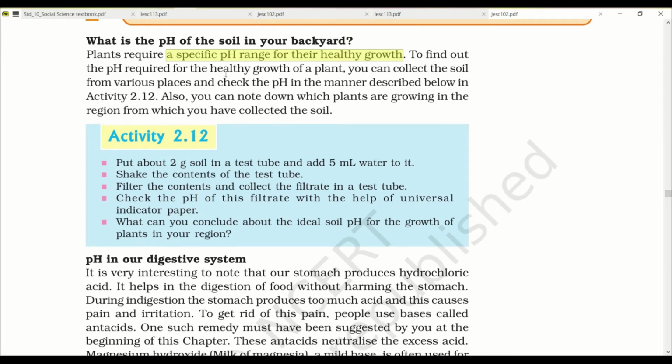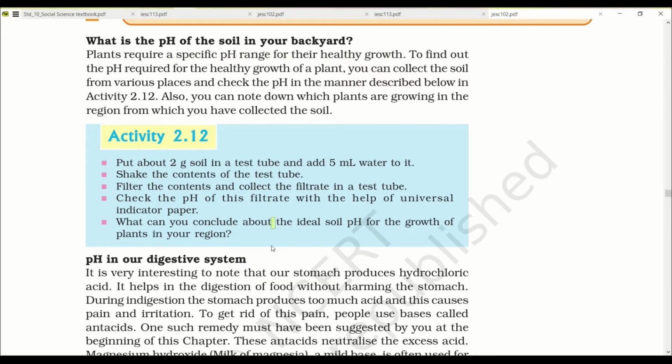To find out the pH required for the healthy growth of plants, you can collect the soil from various places and check the pH in the manner described below. You can also note down which plant is growing in the region from which you have collected the soil. Let's read activity 2.12. Put about 2 grams of soil in a test tube and add 5 ml water to it. Check the content of the test tube. Filter the content and collect the filtrate in a test tube. Check the pH of this filtrate with the help of universal indicator paper. What can you conclude about the ideal soil pH for the growth of the plants in your region?